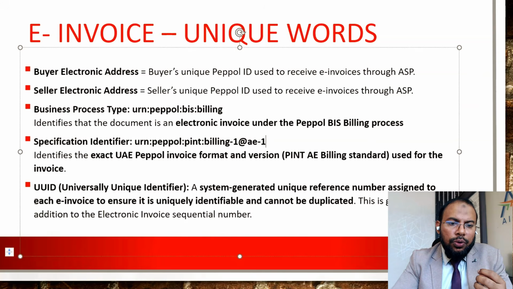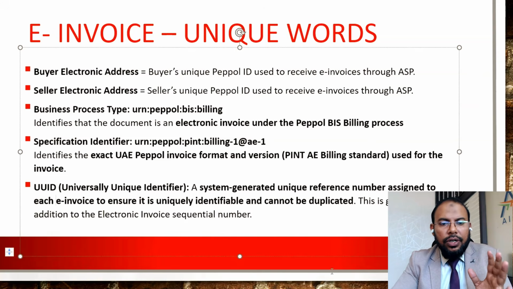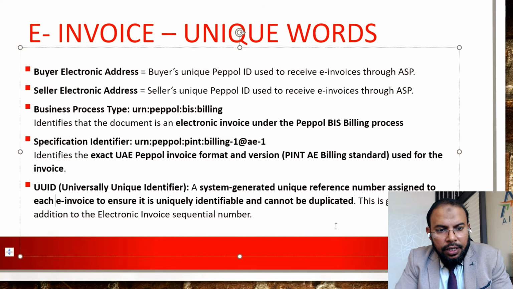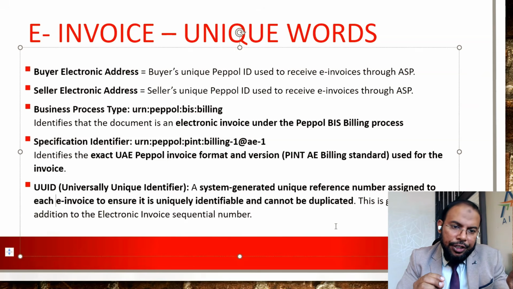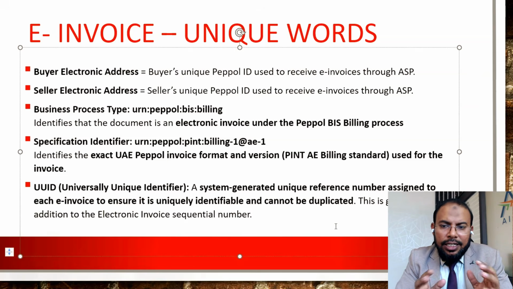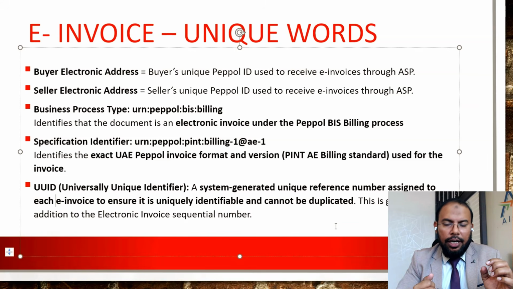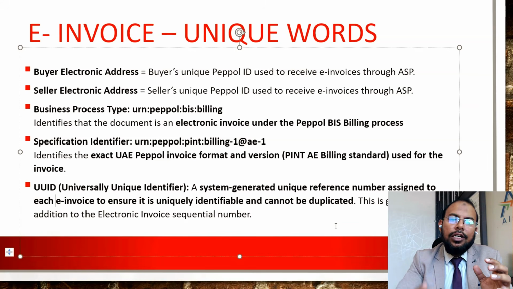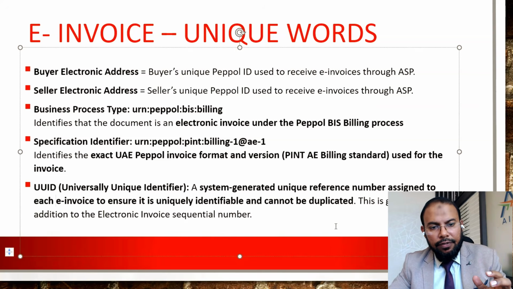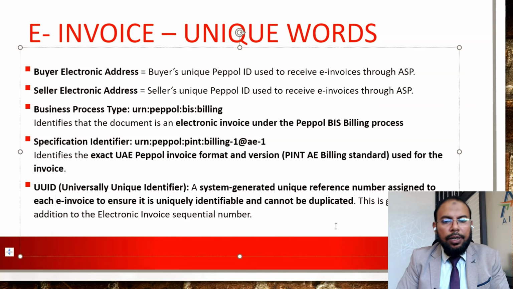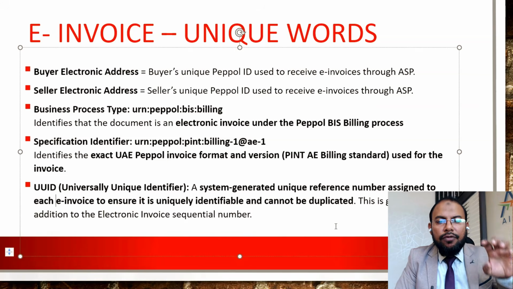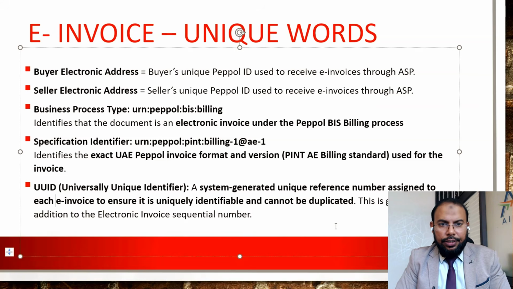And further, UUID means universal unique identifier. This is a system generated unique reference. This protects against duplication of invoice numbers. This is generated in addition to the electronic invoice sequence number. I think this is clear. Your electronic invoice sequence number will be different and the UUID number will be different, but it is unique for each and every invoice. I hope you got it.